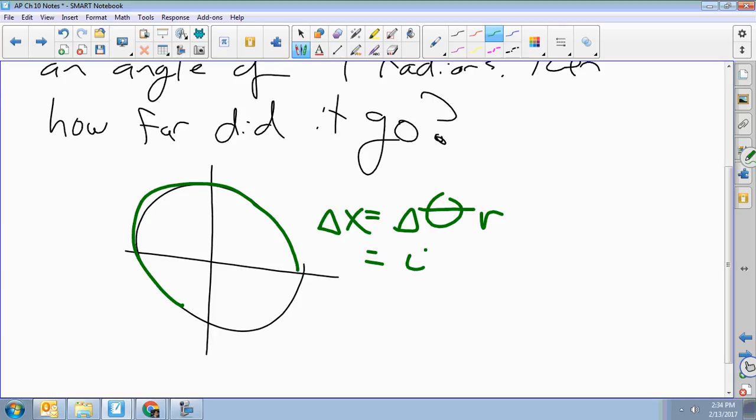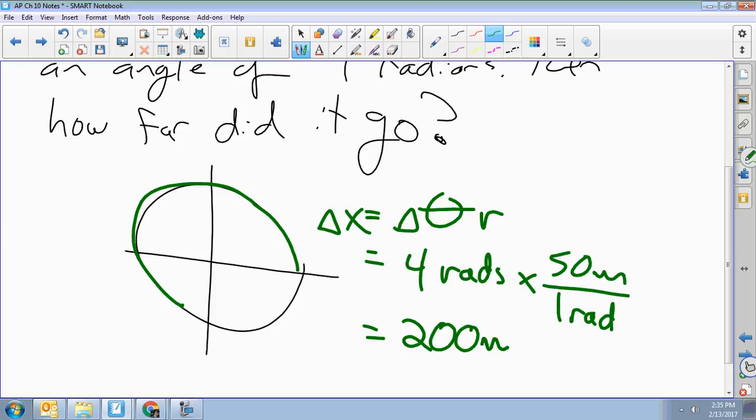So our change in x is our change in theta times r. We went through an angle of 4 radians times, and here's what I want you guys to understand, this r is really a conversion factor. 1 radian is the same as 50 meters on this circular track. And so that means that we went 200 meters around the track. Cool?